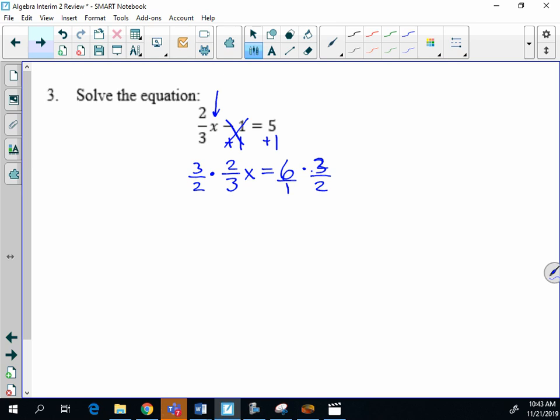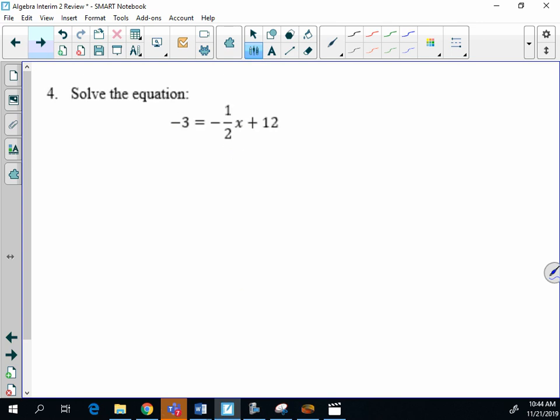Remember, that's really a 6/1. That makes 6/6, so that's a 1. That makes 18/2, and my answer is 9. Again, check by substituting it back in for x, or check using Desmos. Number 4, we have a similar type of problem.